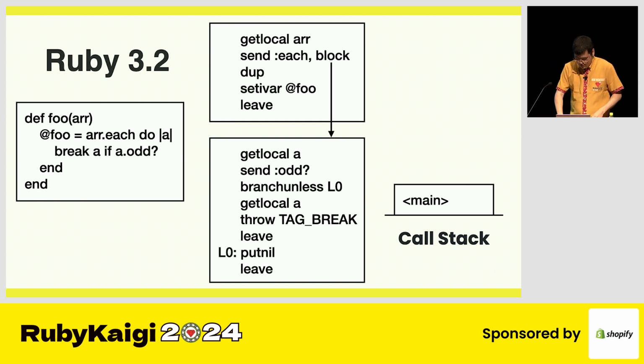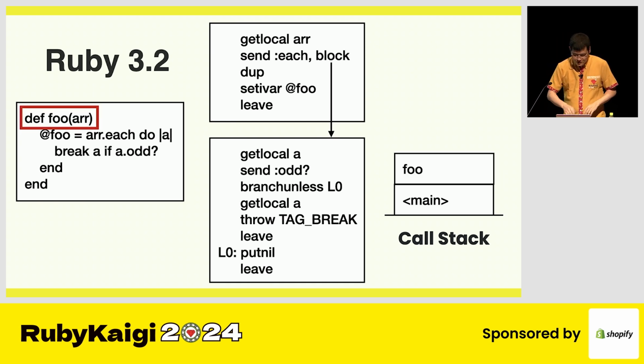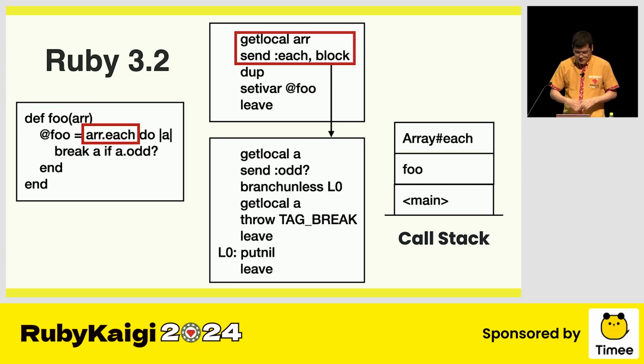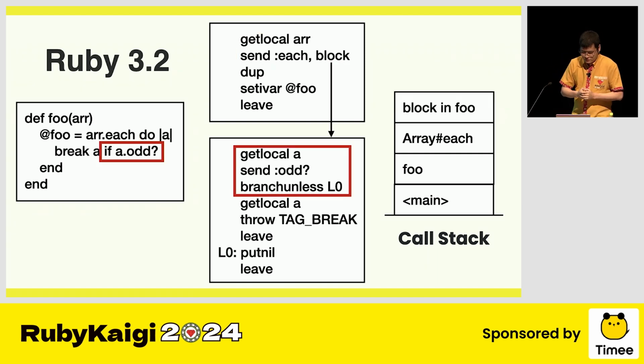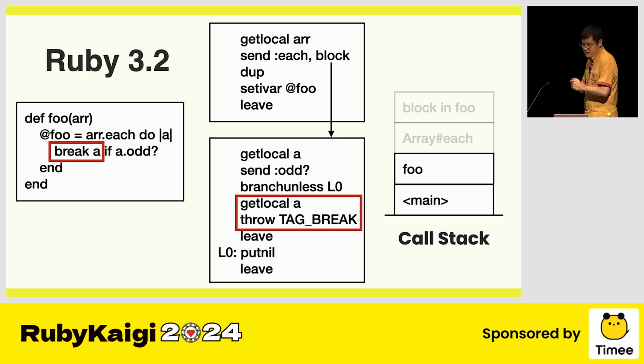I'm going to just go through how it works. When you enter the foo method, it pushes the call frame foo to the stack, and then it also calls the array each method. After that, array each calls back the block given to array each, and it starts executing the block. Then what happens is when it reaches the break statement, it needs to pop multiple frames.